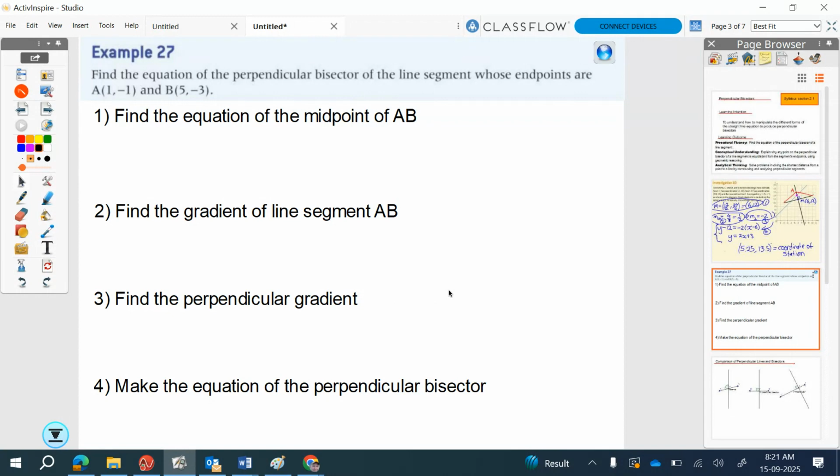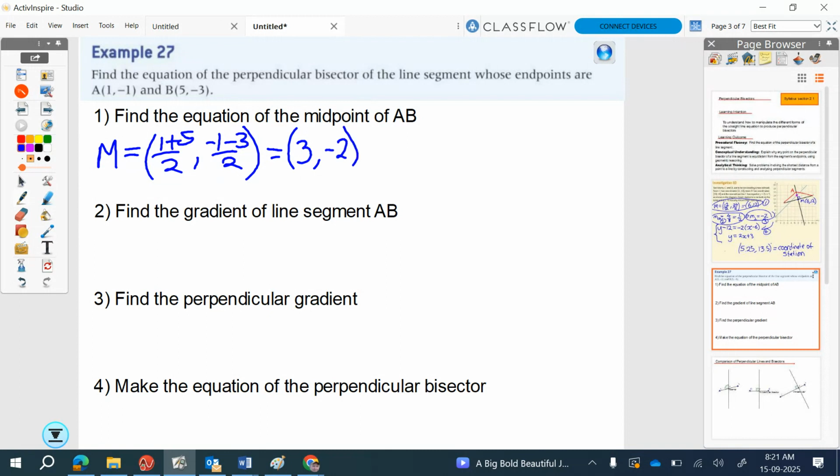Okay, so here's the necessary steps to this standardized algorithm. So we want to start by finding the midpoint of the line segment AB. So the midpoint is going to be 1 plus 5 over 2, negative 1 plus negative 3 over 2. That's going to give us 6 over 2, which is 3, minus 4 over 2, which is minus 2. So we have our midpoint.